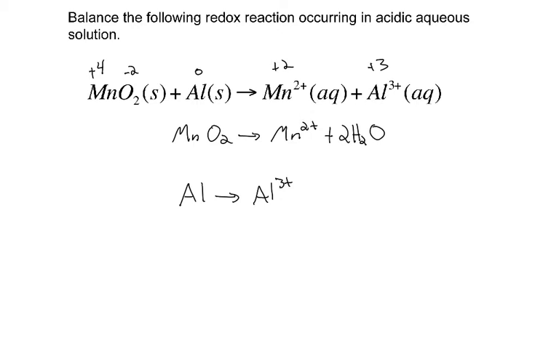All right, the next thing I want to do is balance hydrogens. I do that by adding H+. Since I have 4 hydrogens on the product side and no hydrogens on the reactant side, I'll need to add 4 H+ over here.